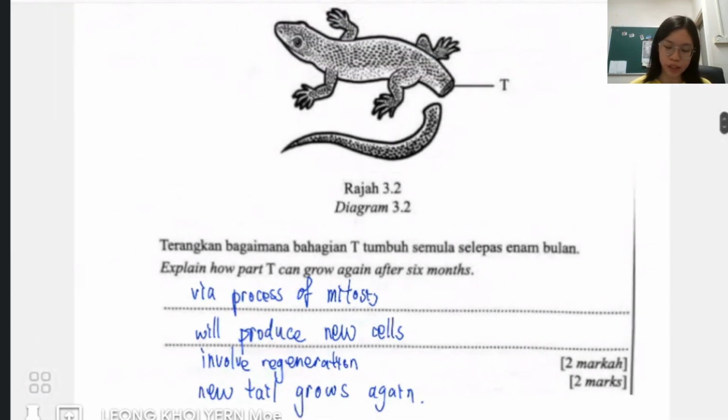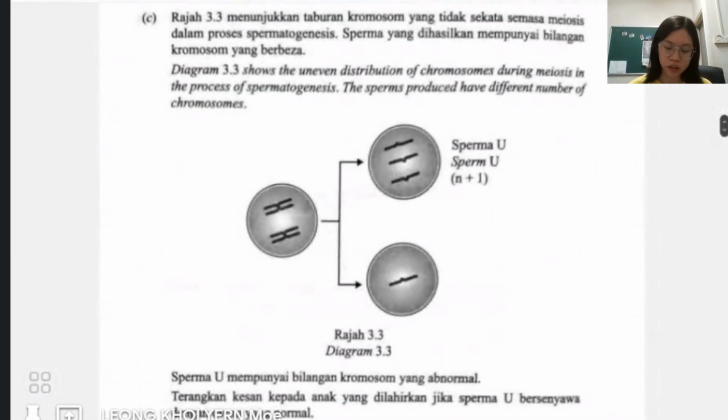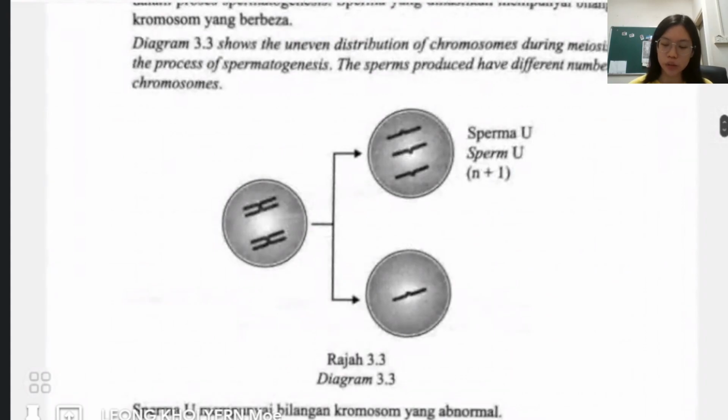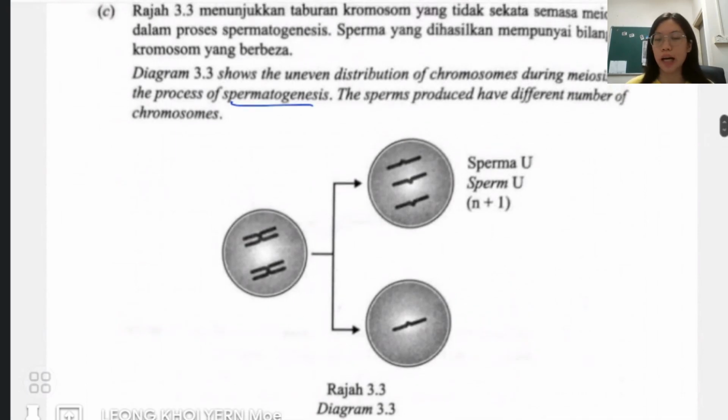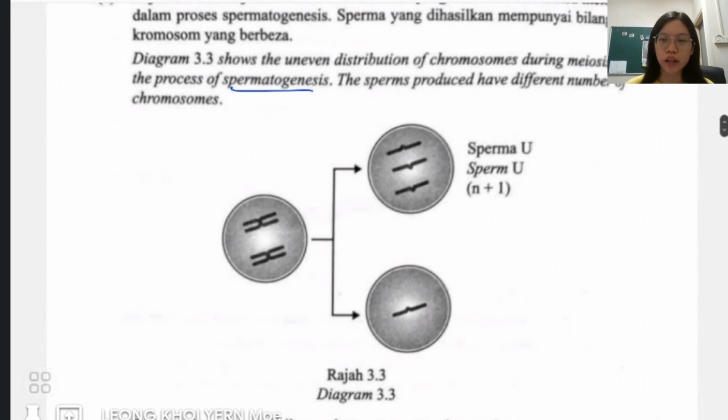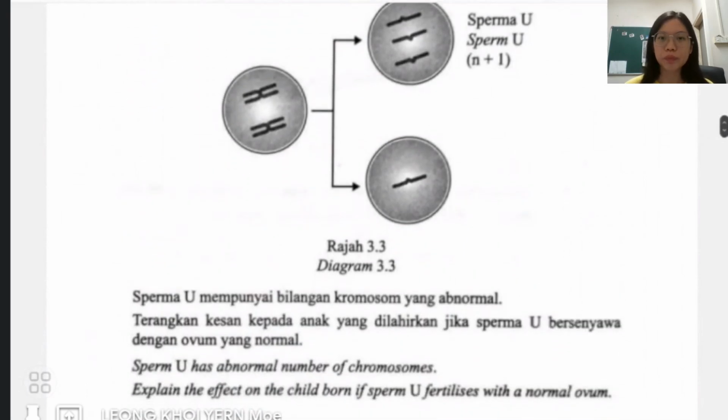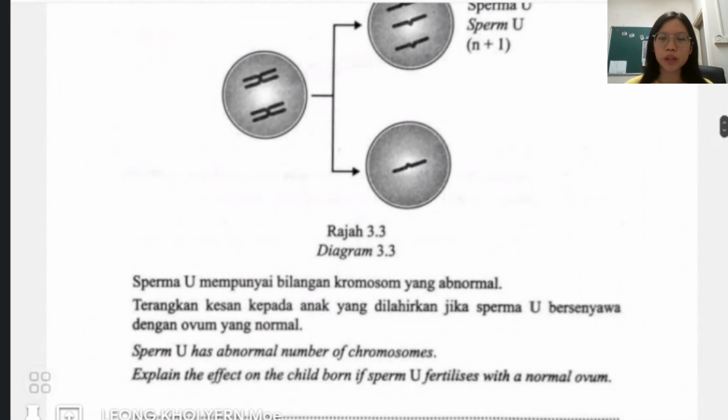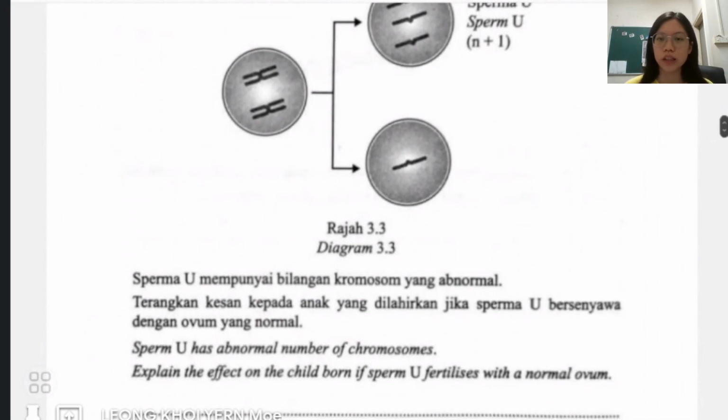And moving on to the next question, it shows the uneven distribution of chromosomes during meiosis in the process of spermatogenesis. So the sperm produced, which is the male gamete, have different numbers of chromosomes. One has one extra chromosome. And sperm U has one extra chromosome. Explain the effect on the child if sperm U fertilized with a normal ovum.